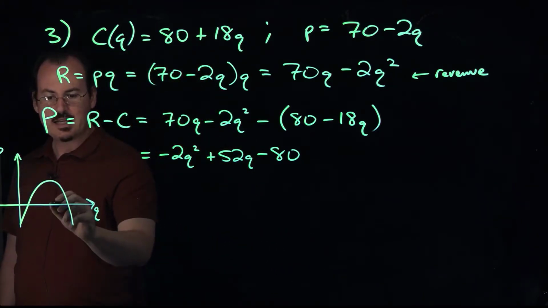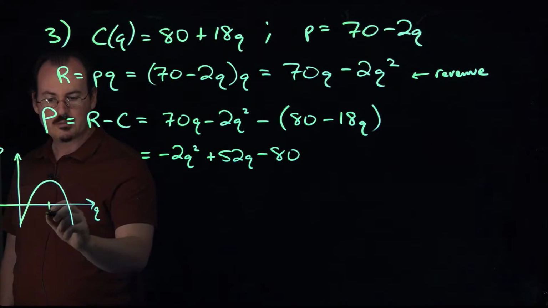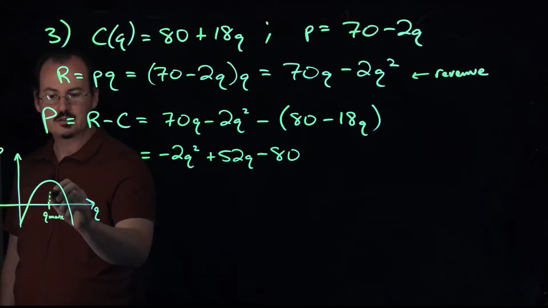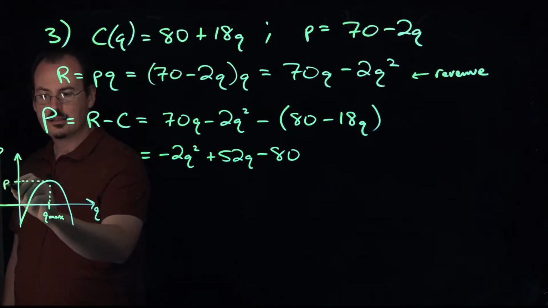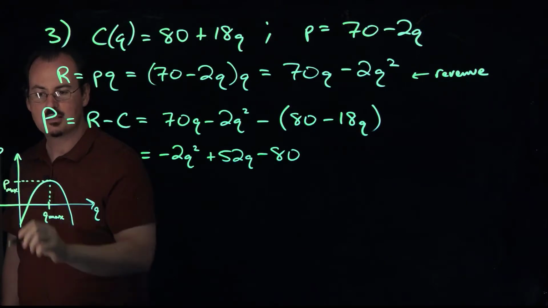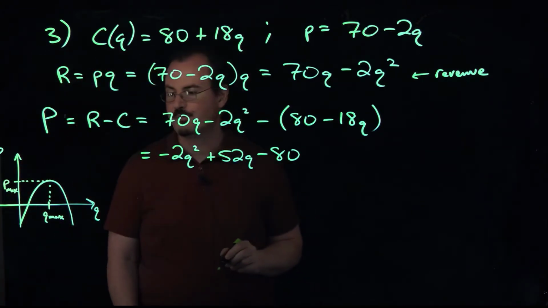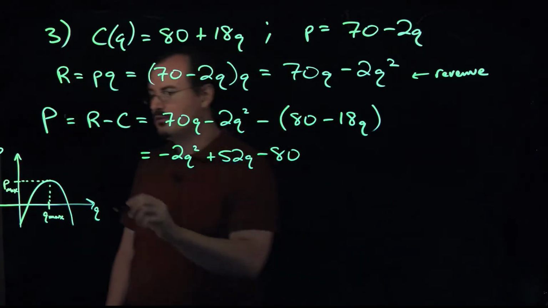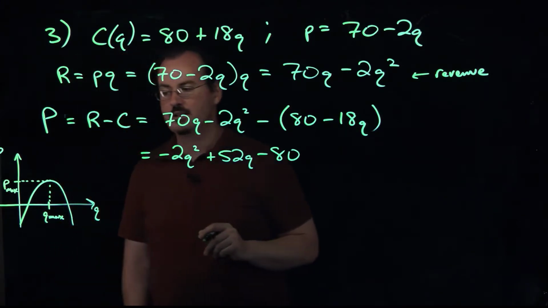We're trying to find the maximum profit. Really two things about it. How many items do we have to sell to maximize profit? That's the Q max there. And then we also want to find the corresponding profit that goes with that Q value. So again, as we remember, this is a critical number for that.